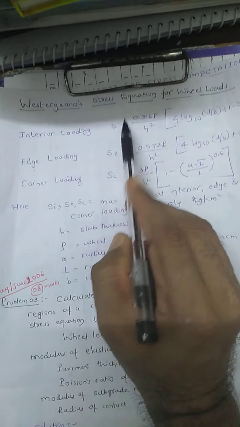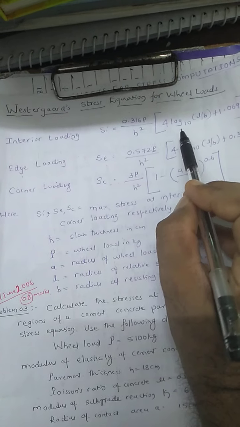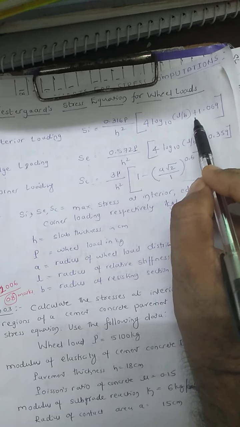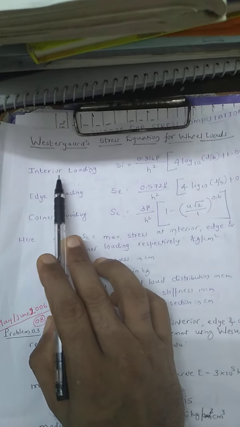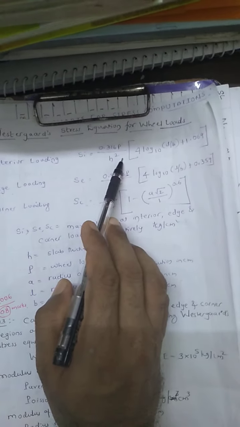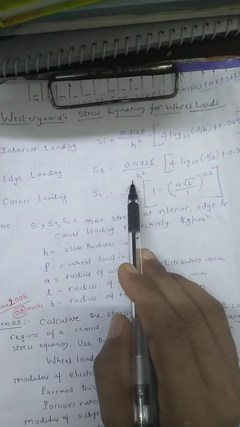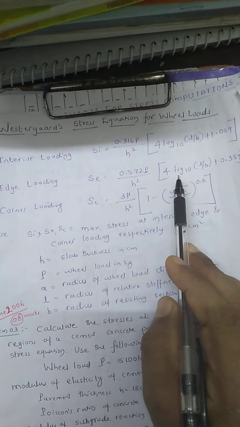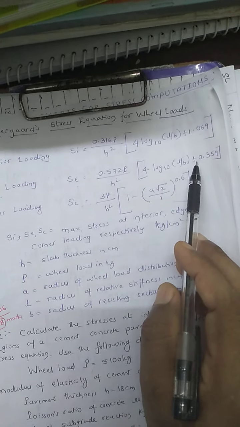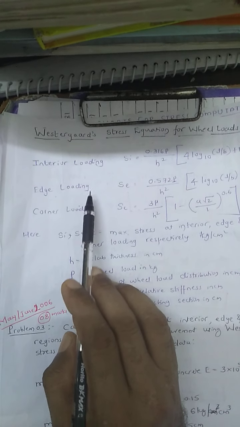You have to find SI is equal to 0.316 P divided by H square into 4 log base 10 L by B plus 1.069, bracket close. So if you want to find out the stresses in the concrete pavement interior region, you have to use this formula. Second one is edge loading, that is SE is equal to 0.572 P divided by H square into 4 log base 10 L by B plus 0.359. So this is the formula for the edge region if you want to find out the stresses.